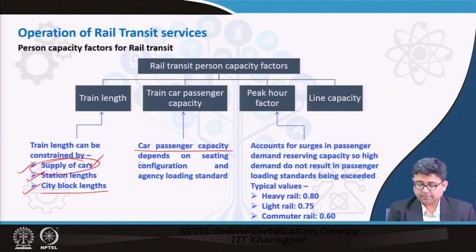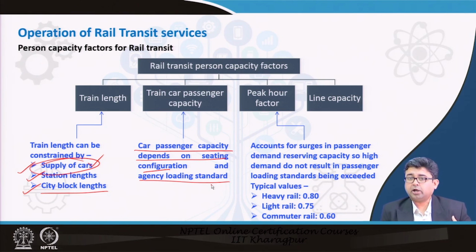Car passenger capacity depends on seating configuration and agency loading standards. So, you cannot overload a car arbitrarily. There are some loading standards that you have to follow. Sometimes you will see that when the metro rails are at capacity, they would not stop at a station. They would just come and the doors would not open, and the train would go away, because that particular car is at capacity, so you cannot load any more.